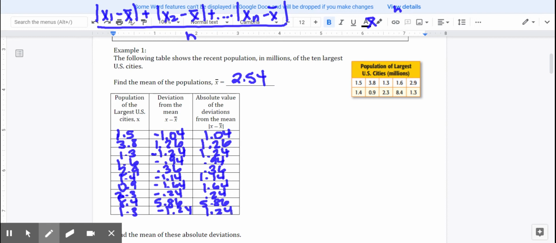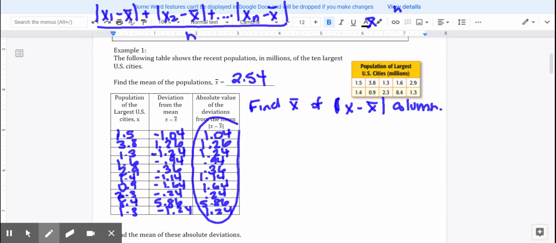And the last step is we need to find the mean of that last column. So what you're doing is you're finding x bar of the absolute value of x minus x bar column. So this would be a great time to pause the video, and you're going to take all this data right here and put it into the calculator.